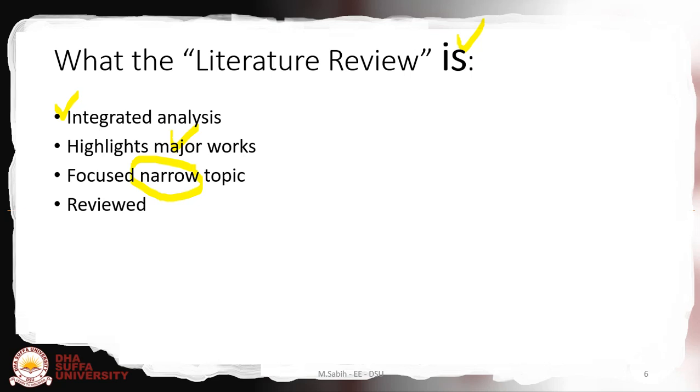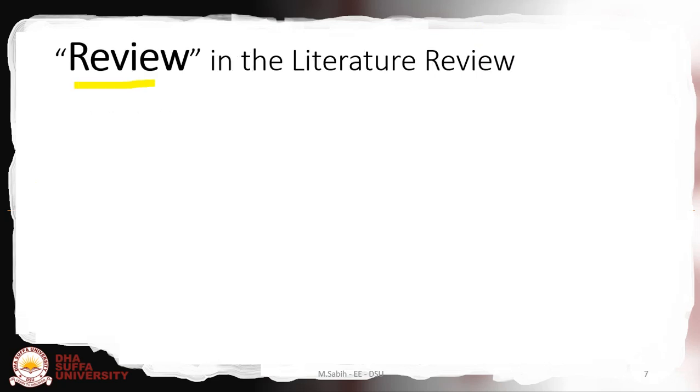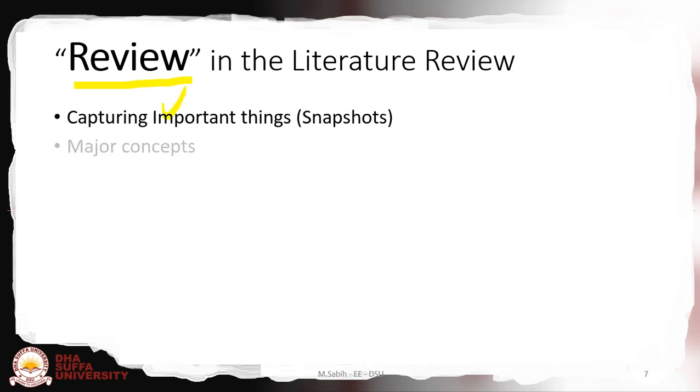Next we will discuss what the review means here. A review in a literature review is like taking a snapshot, capturing the very important things in the paper: what the major concepts are and how they are related, maybe with your topic or within the paper presented. There are relationships we have to figure out, and we put them on a proper timeline. So in a review, it's not just reading, it's about capturing the important things related to your topic, the major concepts, the relationships, and the timeline.